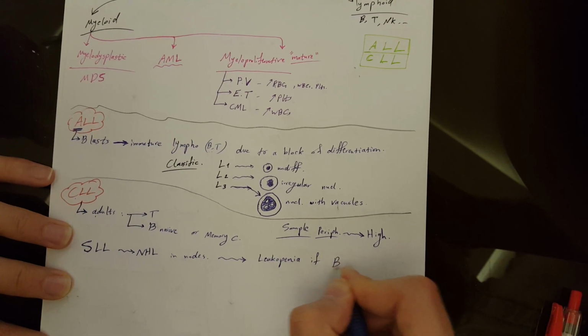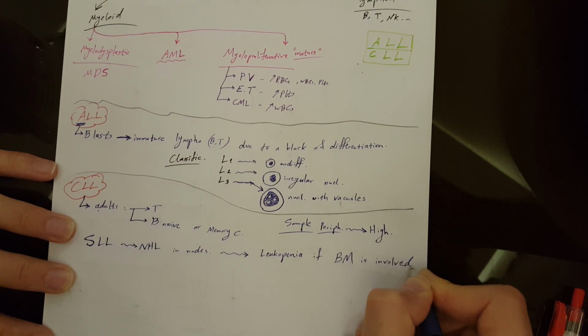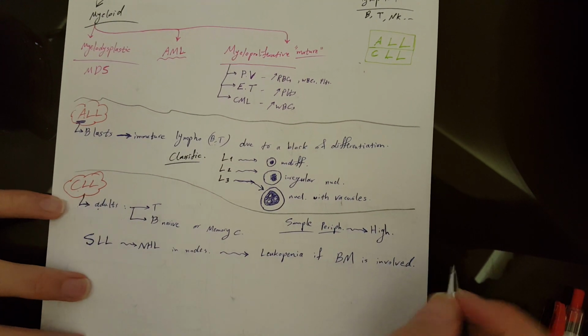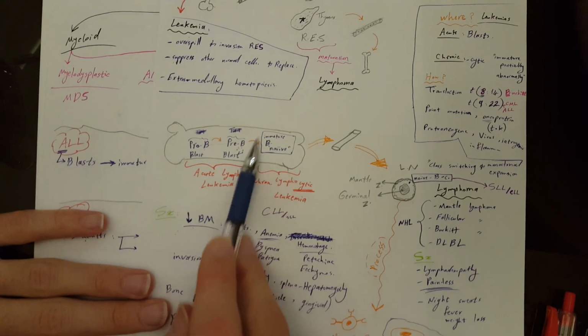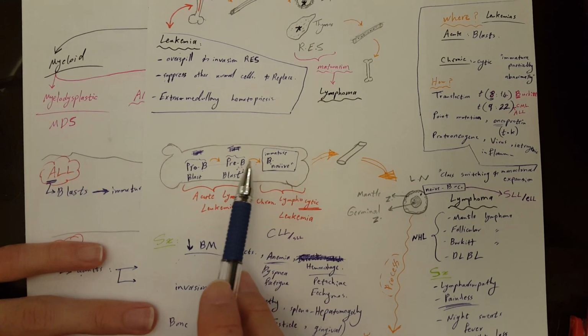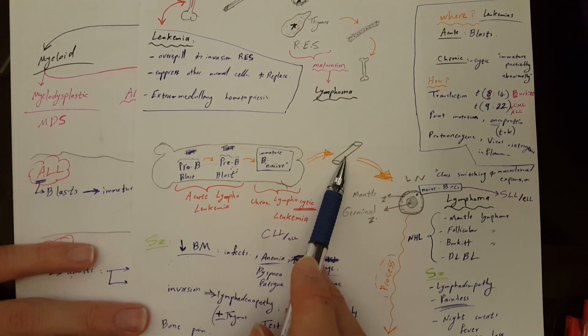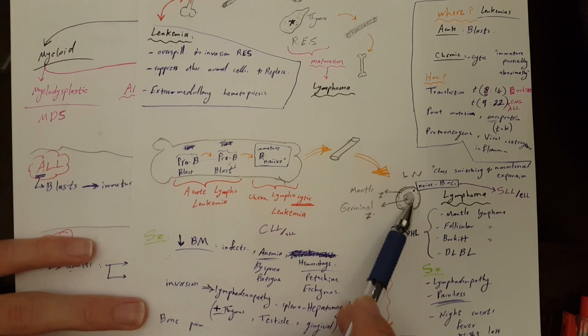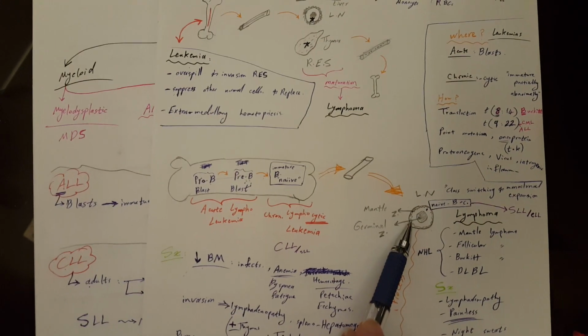If the bone marrow is involved, what is going on here? The problem started in the bone marrow. The bone marrow is overproducing B cells, so it is hypercellular, spilling them out to the blood. The blood is hypercellular. It goes to the lymph nodes. You take a sample from the lymph nodes and see a lot of naive B cells.